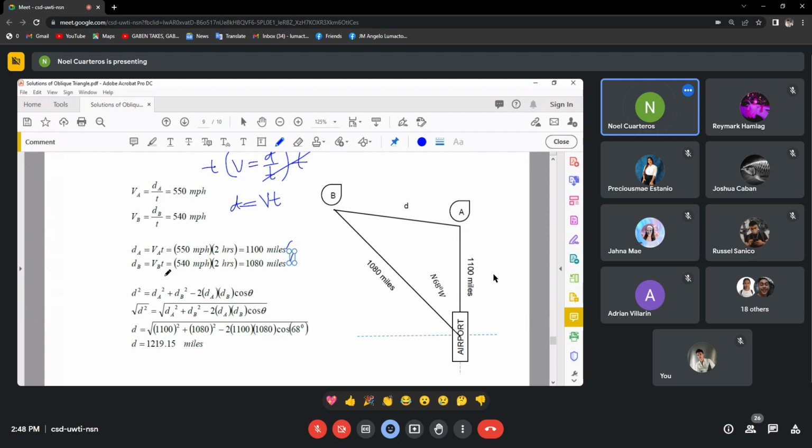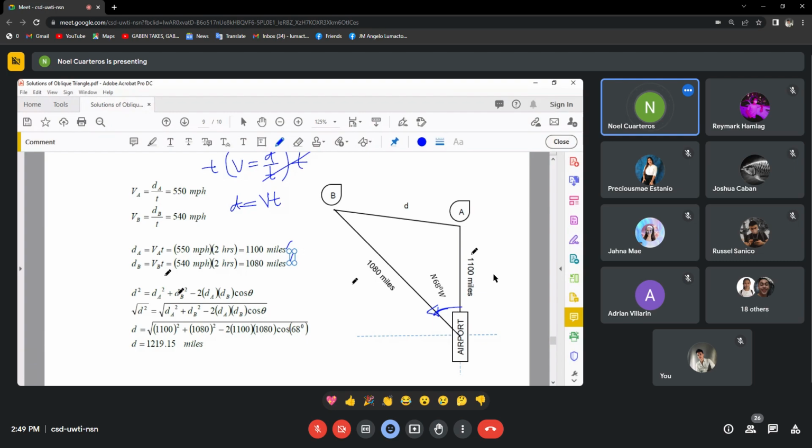And then, using our law of cosine, D squared is equal to distance of airplane A squared plus distance of airplane B squared minus 2 times distance of airplane A times distance of airplane B times cosine theta, where theta is equal to 68 degrees. Or you can swap, distance B plus distance A. It doesn't matter.